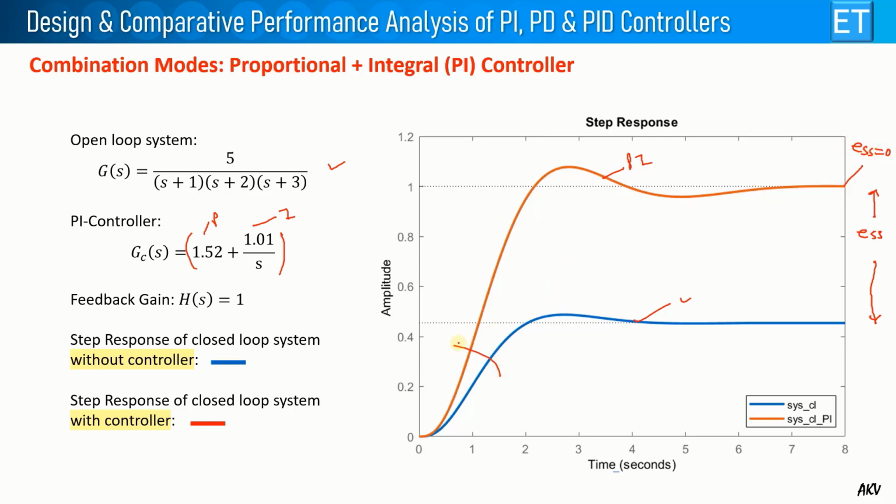Also, there is a reduction in the rise time, T_R. So my system has become faster, but there is a slight increment in maximum overshoot. Okay. So here we are getting two advantages simultaneously. One is that the steady state error is completely removed, and we also have a faster system response. So those are the advantages of PI.